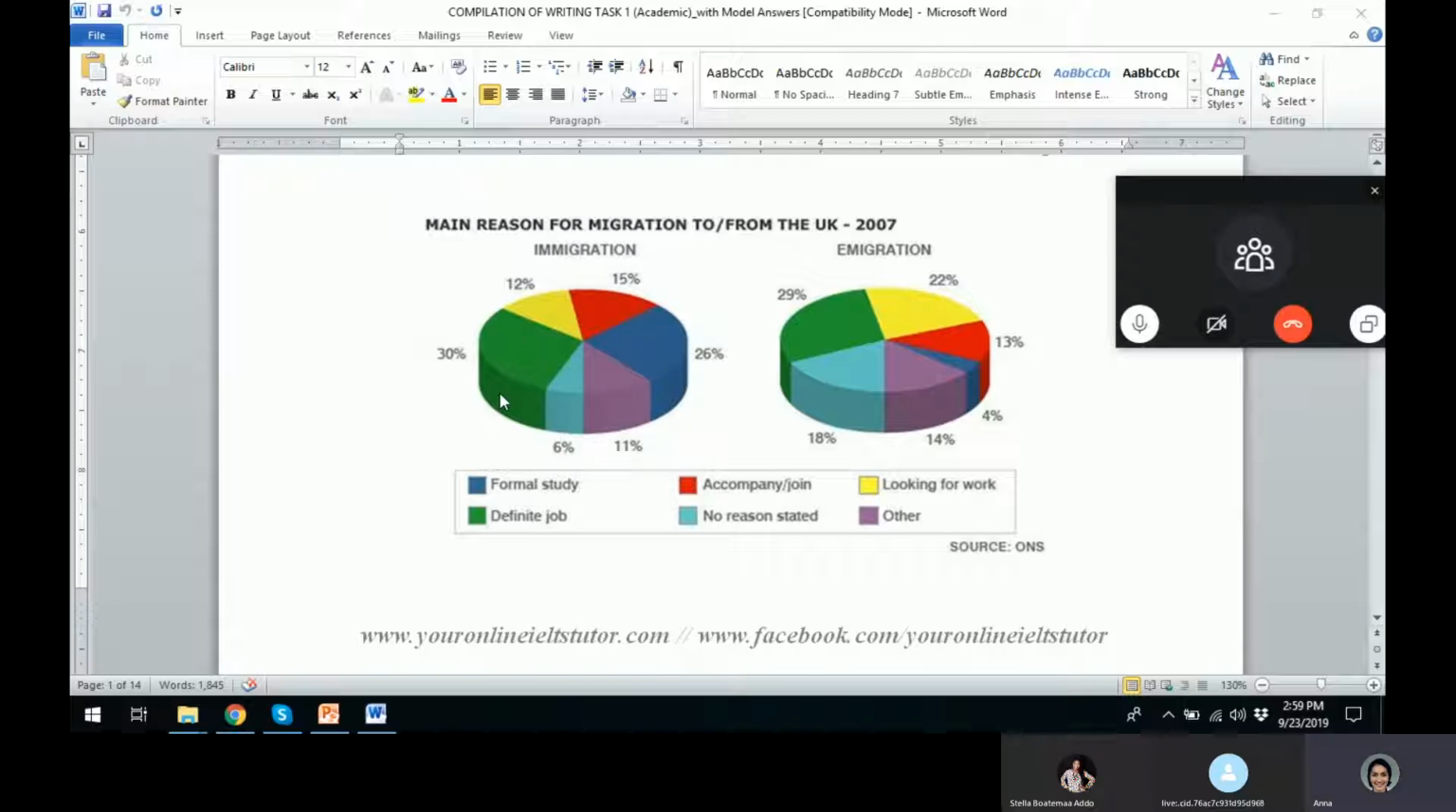What's the biggest chunk? So the biggest chunk goes to definite job. That's the biggest proportion. That's just under a third. Okay, followed by formal study. So people come to the UK to study formally. Okay, take note of the words that I say.